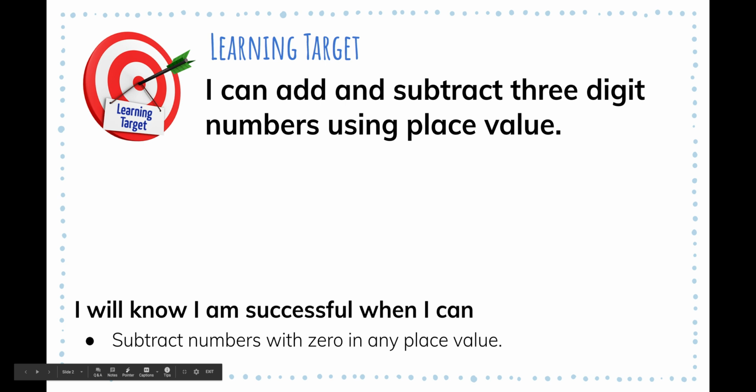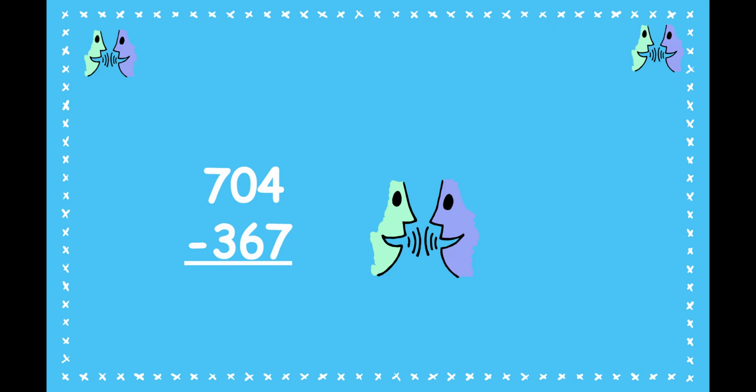In this unit, our learning target is I can add and subtract three-digit numbers using place value. For today, your success criteria is I will know I'm successful when I can subtract numbers with 0 in any place value.